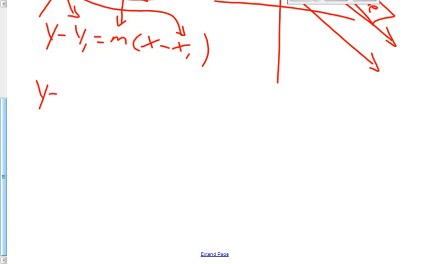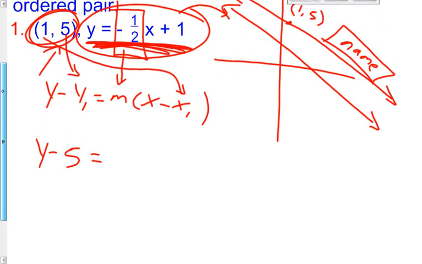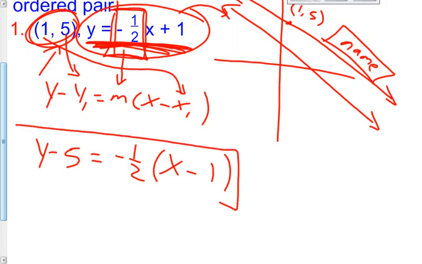Y minus my y-coordinate, y minus 5, equals my slope, which is a negative 1/2, times the quantity x minus my x-coordinate, which is 1. All right, there's one answer. That is point slope form. Let's change this into slope-intercept form.